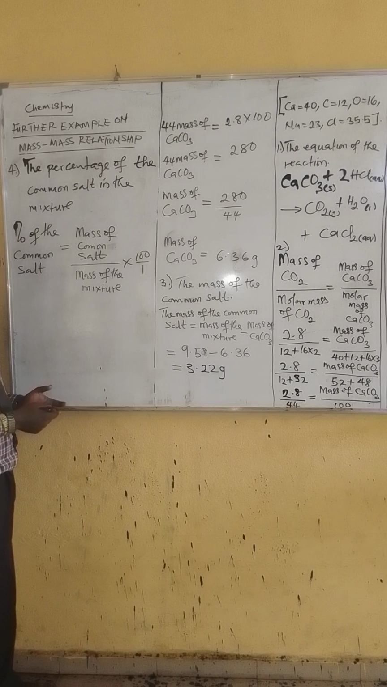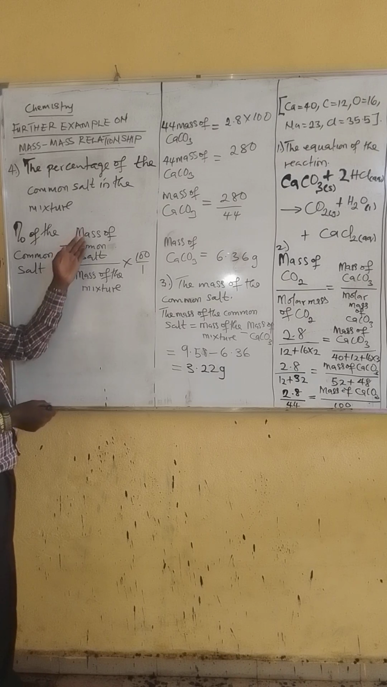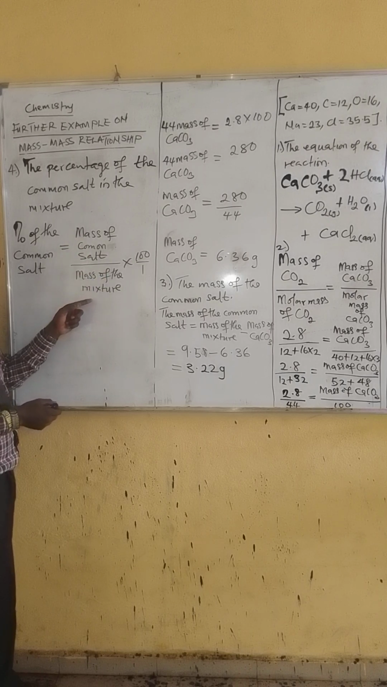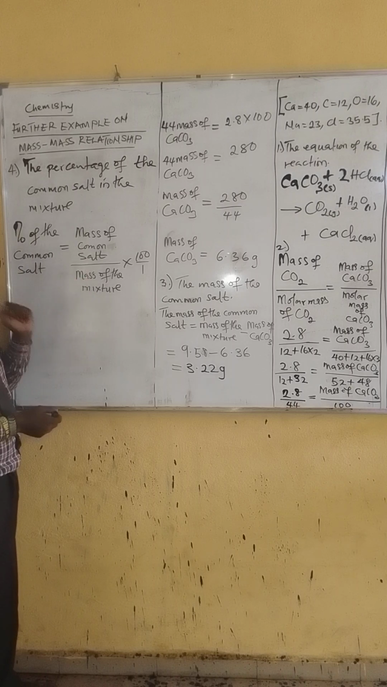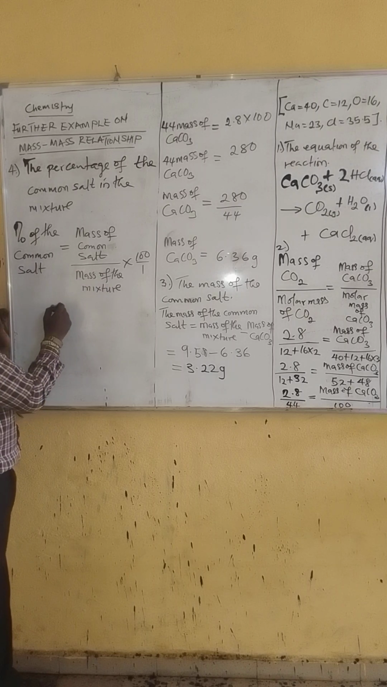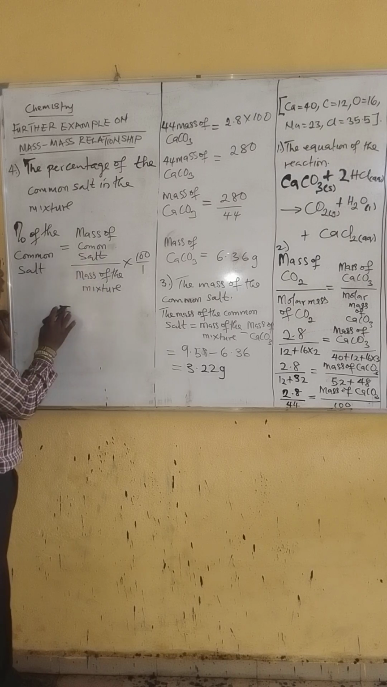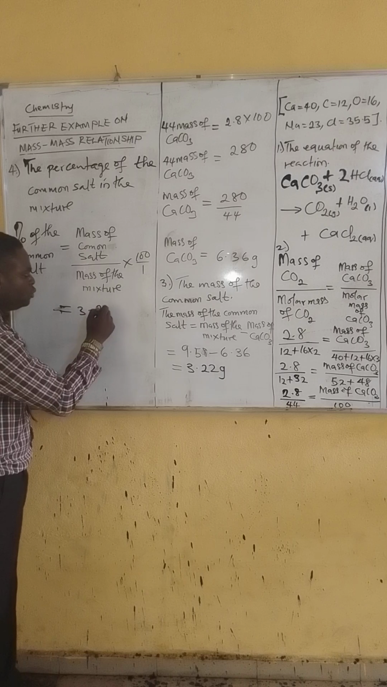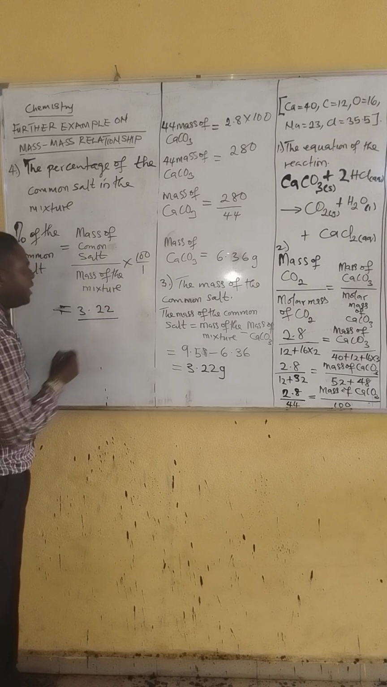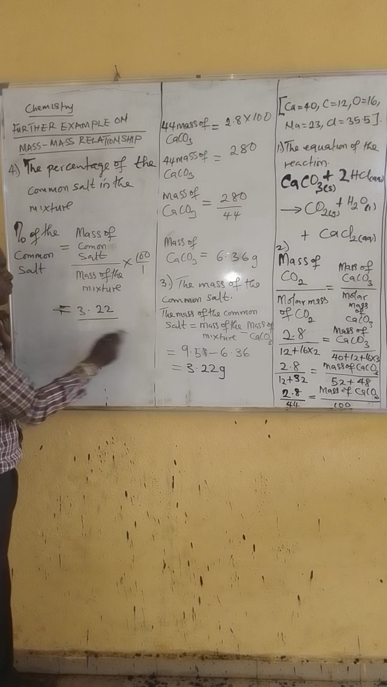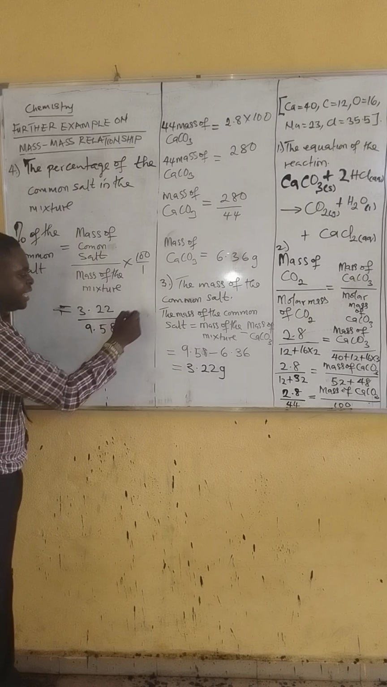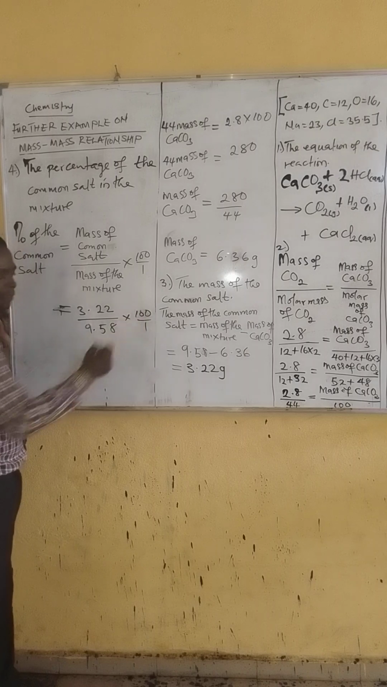And inside you are looking for the percentage of common salt. The answer will now be what? Mass of the common salt over mass of the mixture of common salt and limestone, then times 100. So what do you have here? The mass of the common salt has been got to be 3.22, over the mass of the mixture, 9.58. Then times 100 over 1.